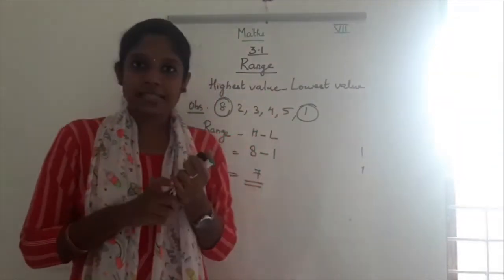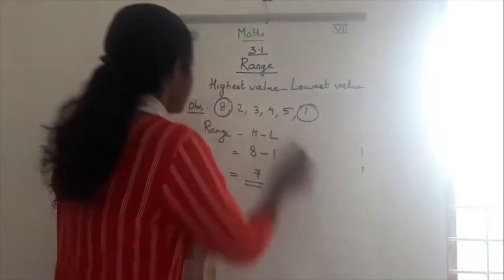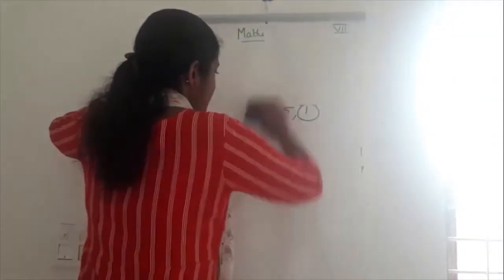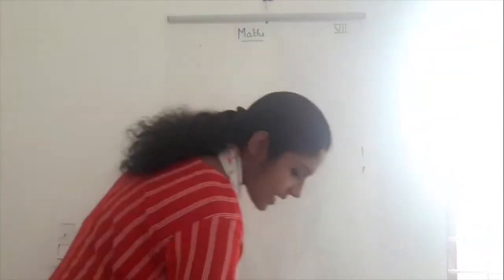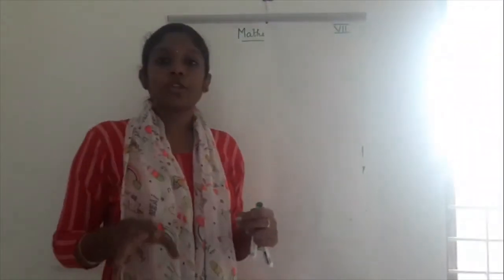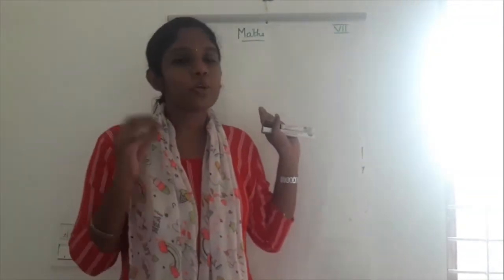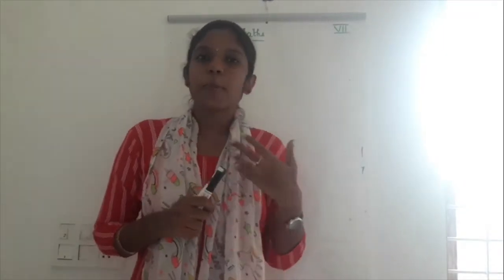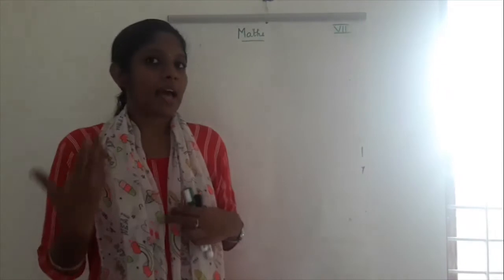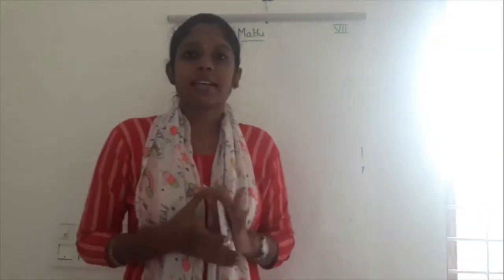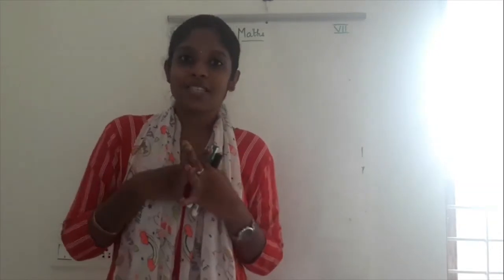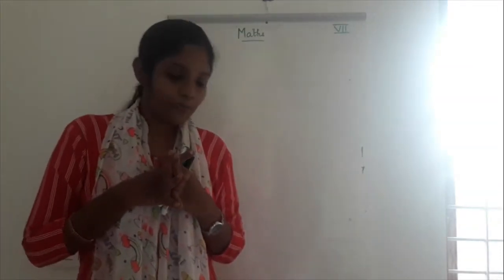Now we will go to the exercise question, exercise 3.1. The first question itself is to find the range. Those who have your textbook with you, take out your textbook and your rough book and do along with me. If you do along with me, then after this class you will be thorough with all of this, including the median and mode. So pause the video, take out your rough book and your textbook. Okay students, go.